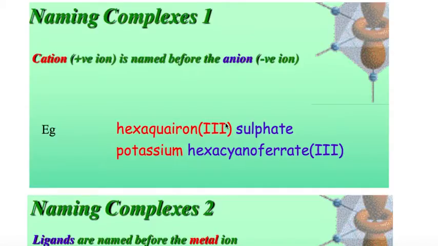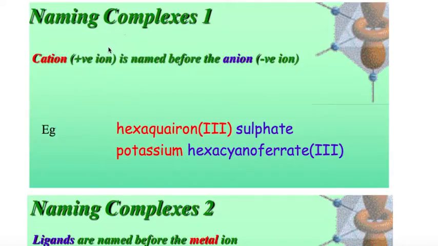Hello, hi everyone. So this video will focus on naming complex molecules. This is a continuation, so I hope you have arrived at this point having learned what a transition metal is, how the electron configuration of transition metals works, and the concept of ligands. Now we're taking it a little bit further from there. This is to basically identify a complex ion and be able to name it accordingly.